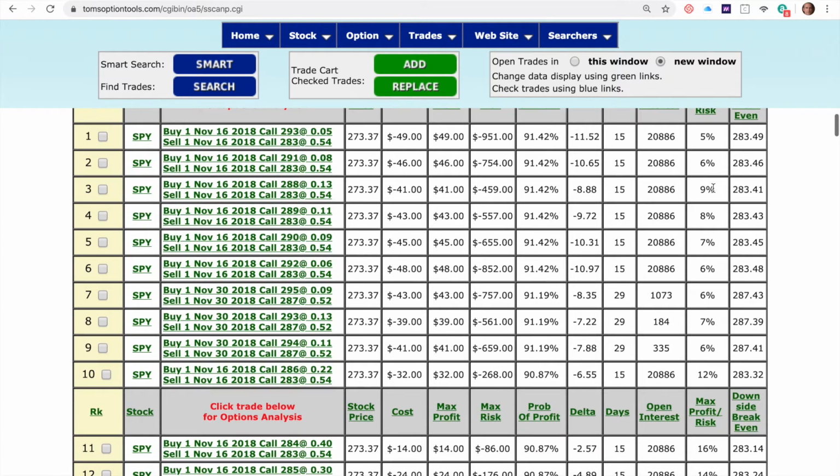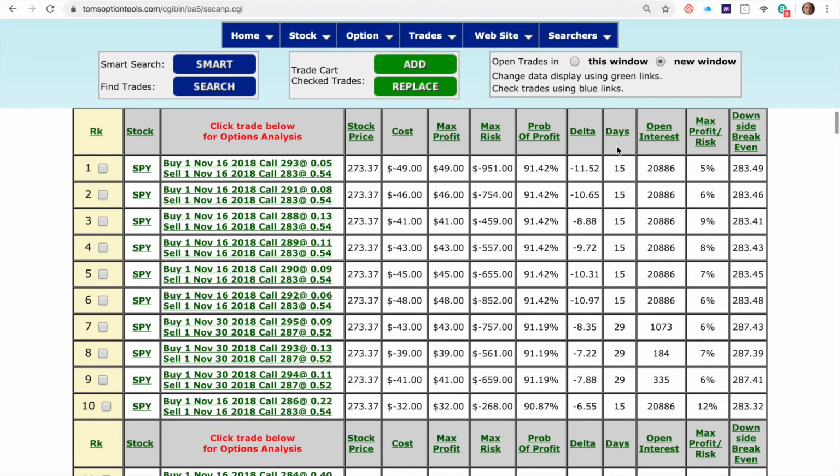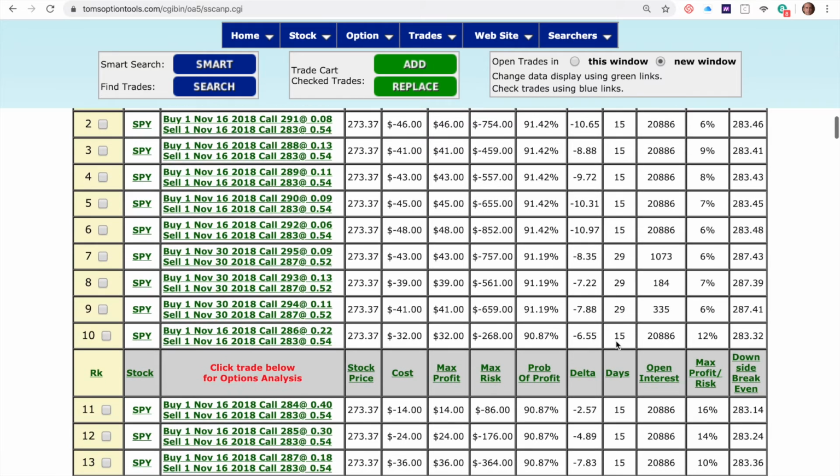What I like to do is make at least 1 percentage point a day, and looking down this list where it says days, notice that we get to 15 days. There's one that offers a 16% potential return on investment. That's what I want. I want to make at least 1% a day. That's a good rule of thumb on a credit spread. This is 15 days making 16%. That's a good looking setup.